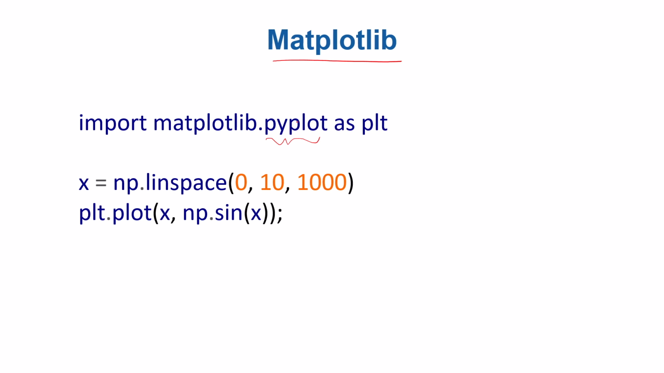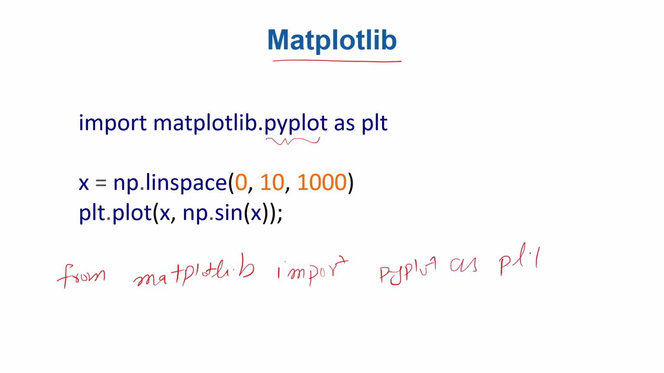Another way of writing the same kind of stuff is we can write from matplotlib import pyplot as plt. So either way is fine, whether we write this as dot notation or that one. And np is for NumPy. So let's create some points, just make our first plot.